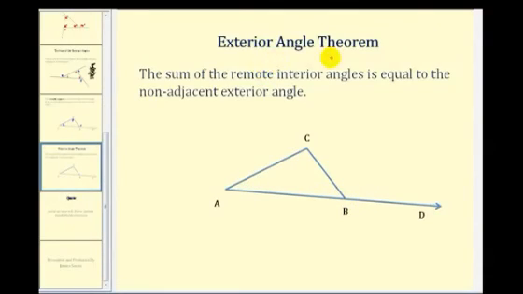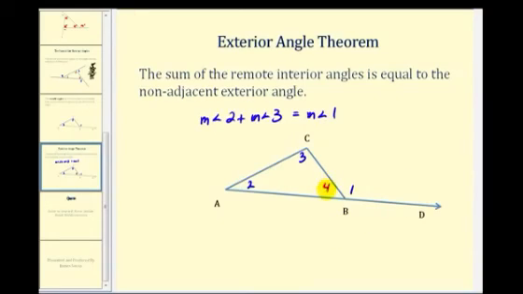The exterior angle theorem states that the sum of the remote interior angles is equal to the non-adjacent exterior angle. So again, if this is angle 1, this is angle 2 and 3, the remote angles, the measure of angle 2 plus the measure of angle 3 will equal the measure of angle 1. Let's talk about why that is.